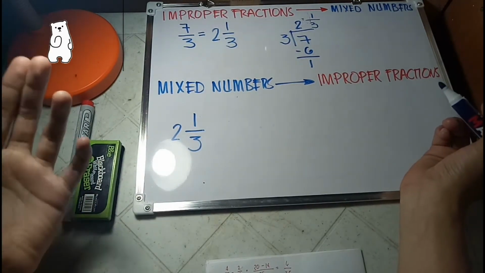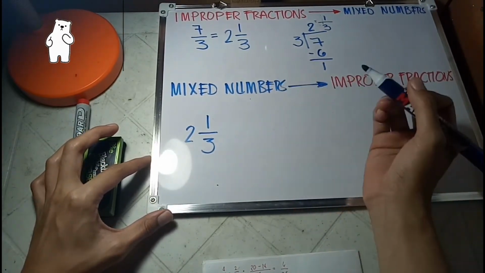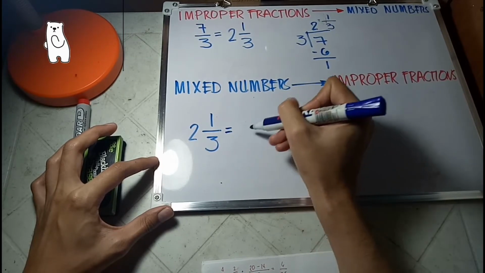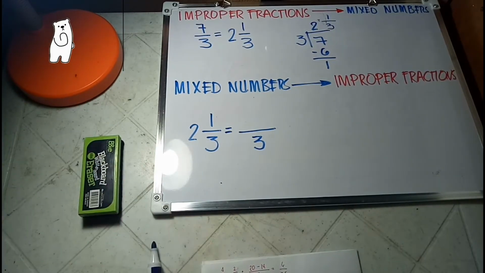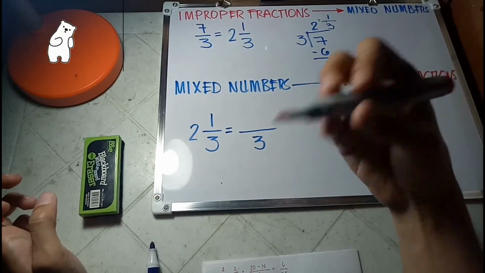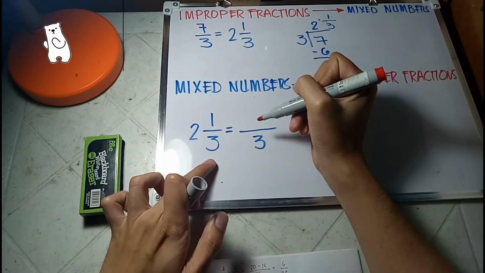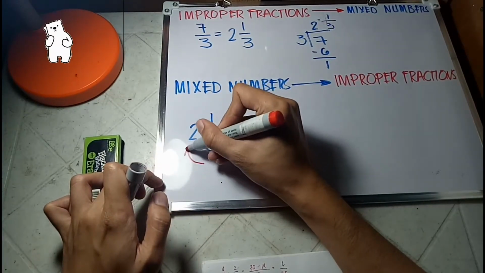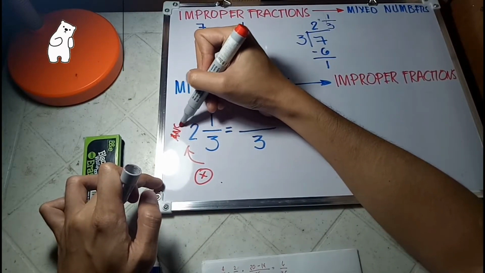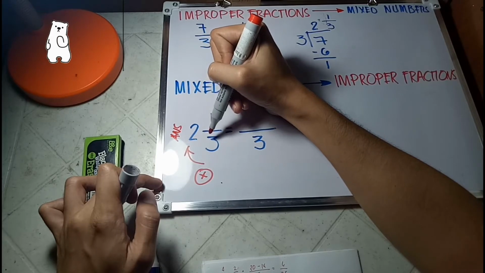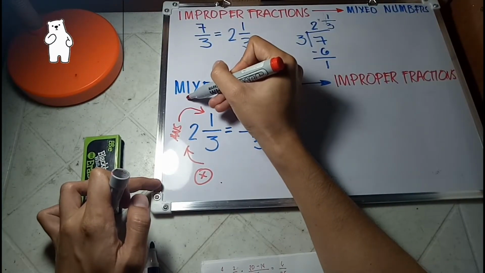Magkaiba lang po yung kanilang appearance. So in converting a mixed number, the first step will be copying the denominator. After that we'll be solving the numerator. So we'll be multiplying the denominator by the whole number. After that, the answer of multiplying 3 and 2 will be added to the numerator.